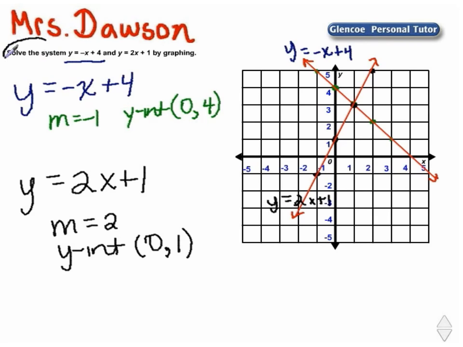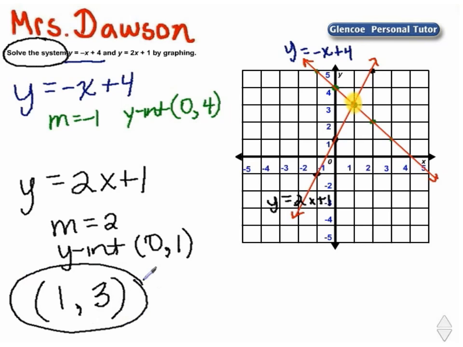We want to solve the system, which means to find the ordered pair that is a solution to both equations. Graphically, how we do that is find the point of intersection. These two lines meet at the point 1, 3. The solution to this system is when x is 1 and y is 3.